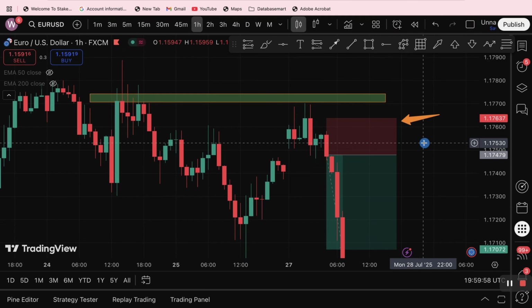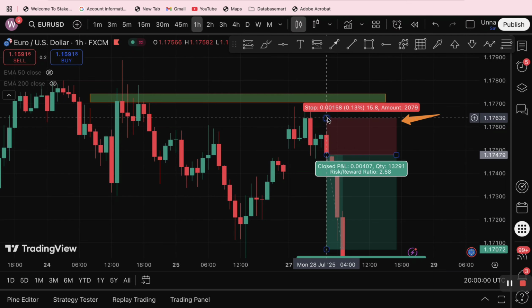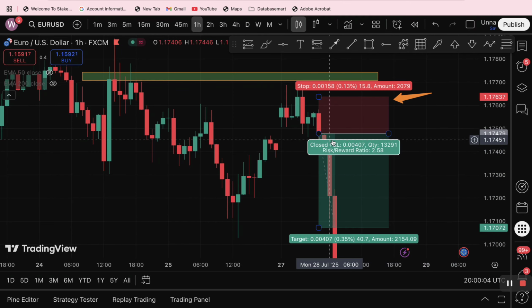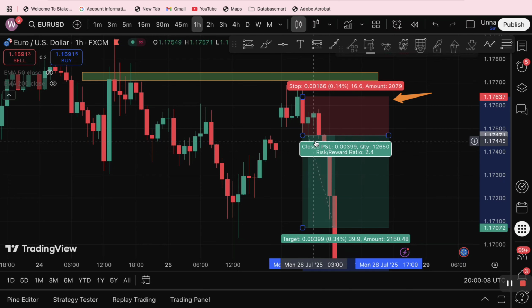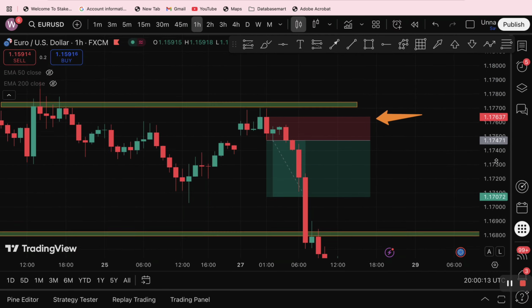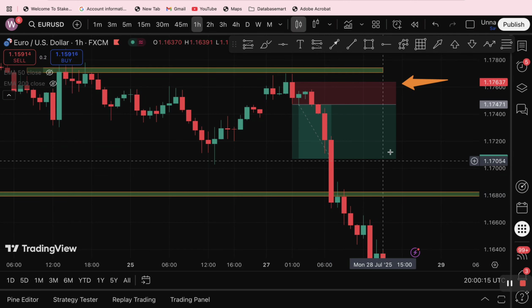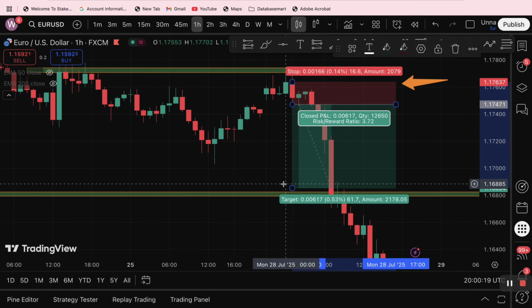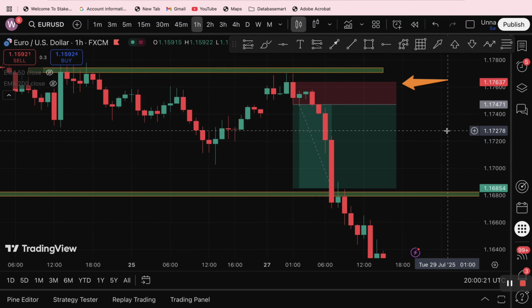the candle. Immediately the candle forms, I put my stop loss above that particular bearish candle, and I take my TP downward to the next support level here. You can see right now, and I just take my TP. You can see it's that simple and easy.